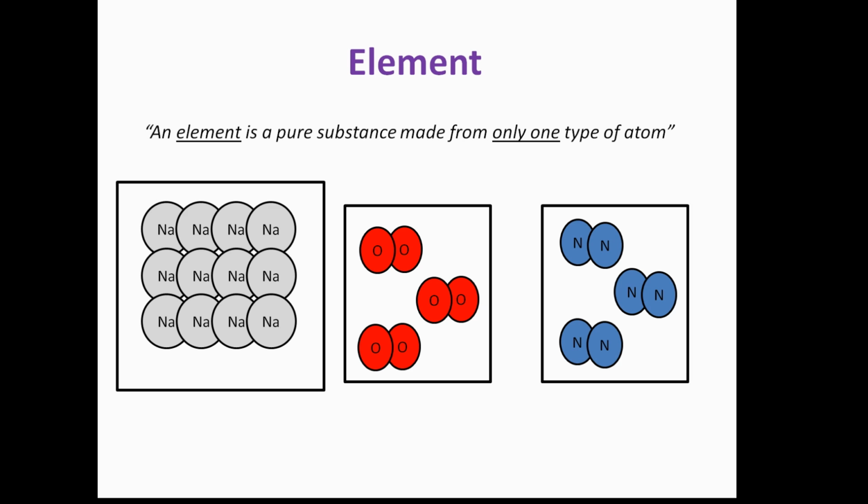You should be able to draw these diagrams out and be able to draw them for any given atom on the periodic table, any given element, but the idea is if it's an element, it's just got the one type of atom.